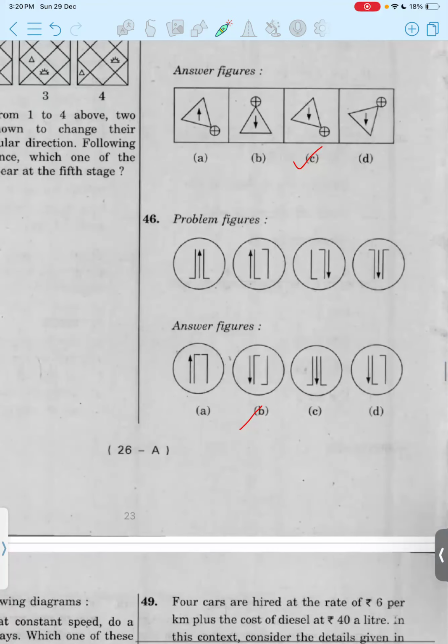In 46 again, the basis is similar. You will again identify how the pattern, the movement, has been changing. The direction of these arrows is more interesting and to be focused upon. On that basis, option B is the right answer for 46.